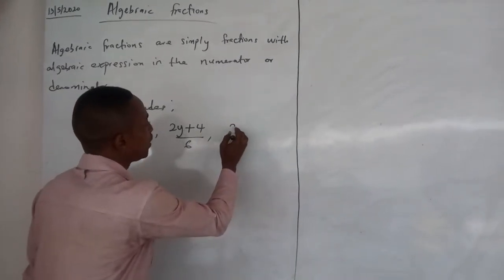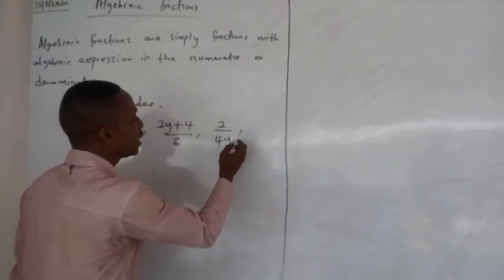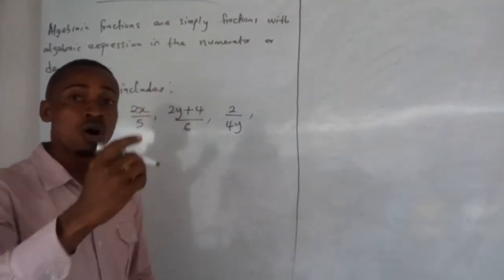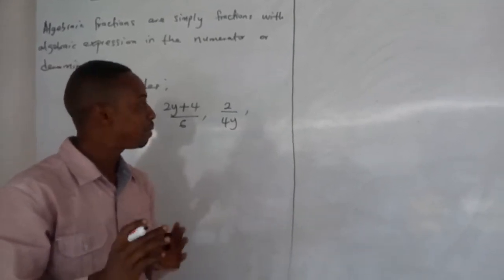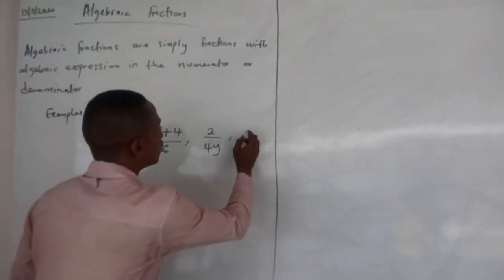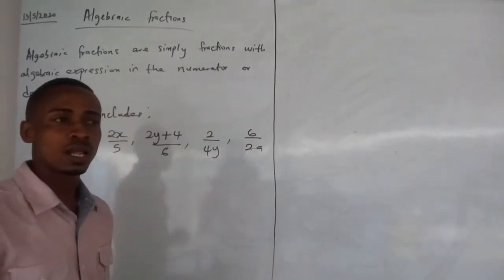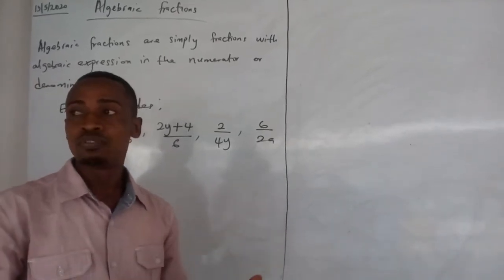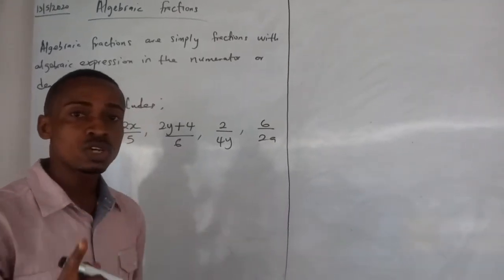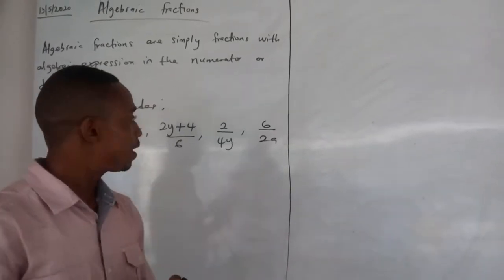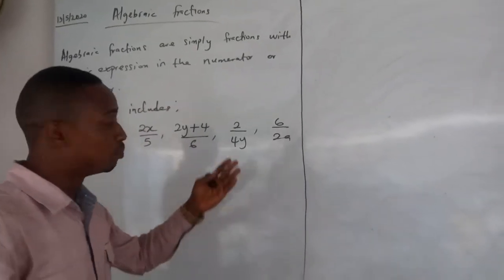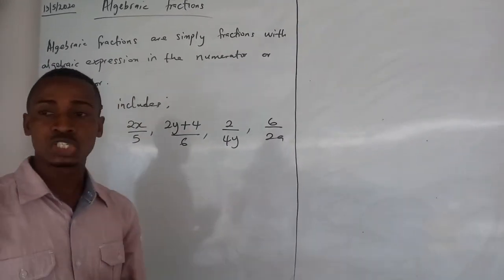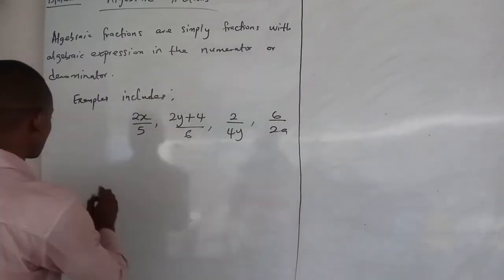And at the same time, we can have 2 over 4y, that is, our algebraic expression might either be the numerator or denominator of that particular fraction. You can also have 6 over 2a. So, on your own, you can as well generate a lot of examples of algebraic fractions. So far, what you are given have variables either as the numerator or denominator. Now let's look at addition of algebraic fraction.